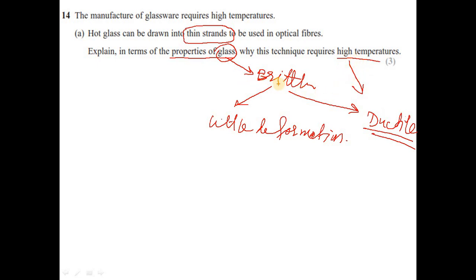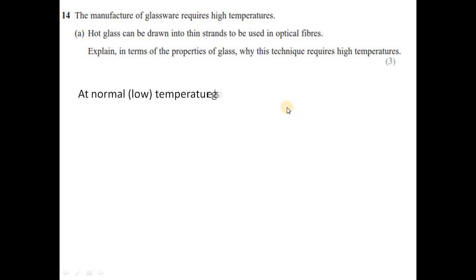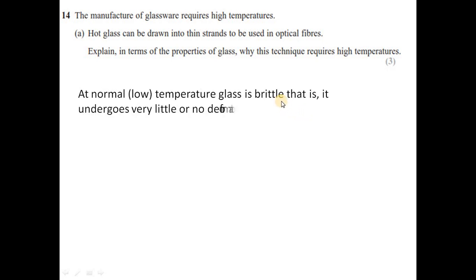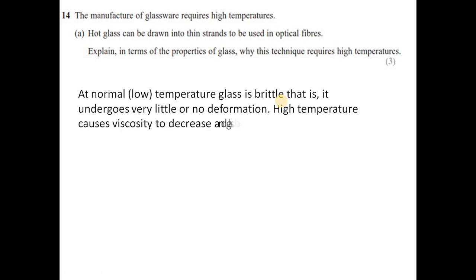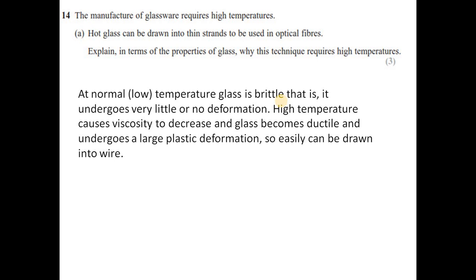So glass, initially at low temperature, is brittle, and high temperature is required because we need thin strands, so it becomes ductile, and you can form whatever shape you want. So you can write all these things in a sentence. At normal temperature, glass is brittle, that is, it undergoes very little or no deformation. High temperature causes viscosity to decrease and glass becomes ductile and undergoes a large plastic deformation, so it can easily be drawn into wire, or if you wish, you can write a thin strand.